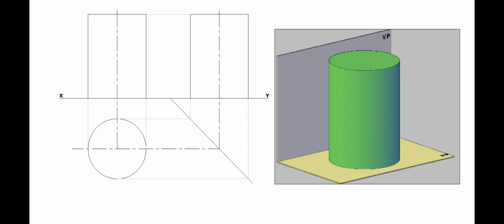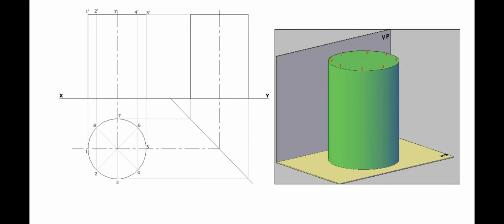Since the cylinder does not have any base corners or longer edges, divide the circle into 8 equal parts. Name it as 1, 2, 3, 4, 5, 6, 7, and 8. Project all these points to the elevation and mark it as 1 dash, 2 dash, 3 dash, 4 dash, 5 dash, 6 dash, 7 dash, and 8 dash.